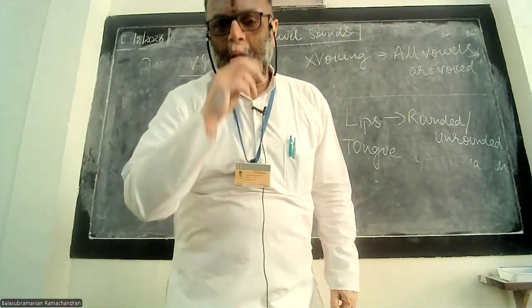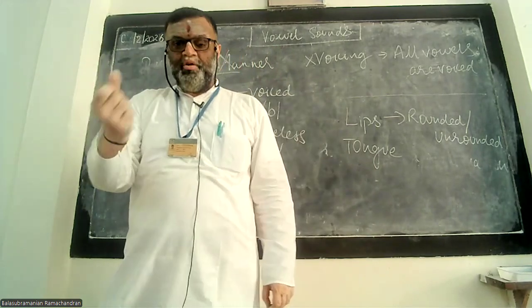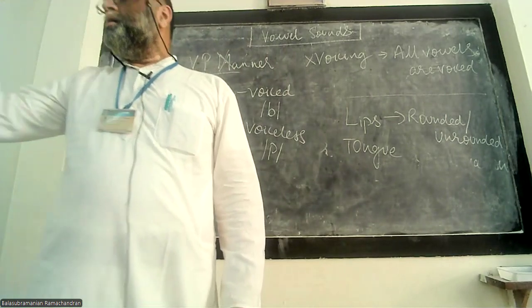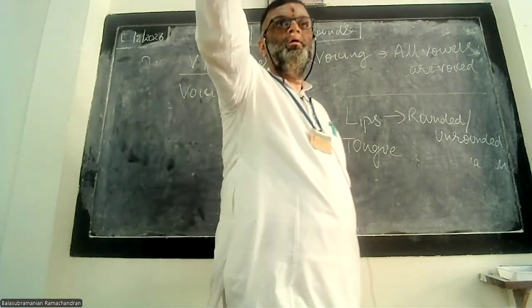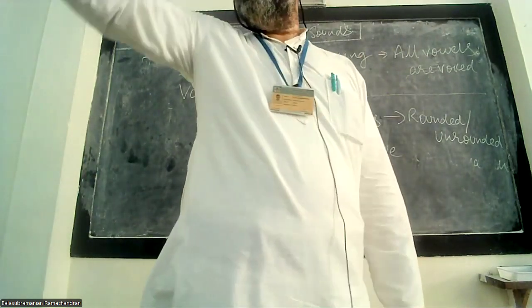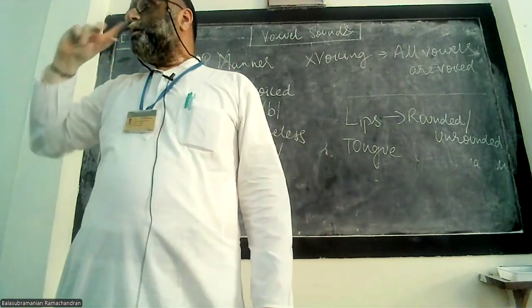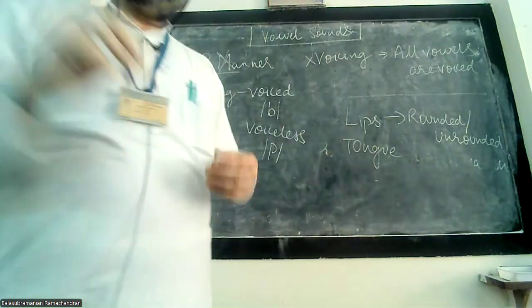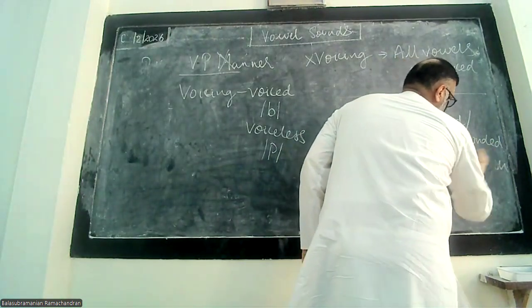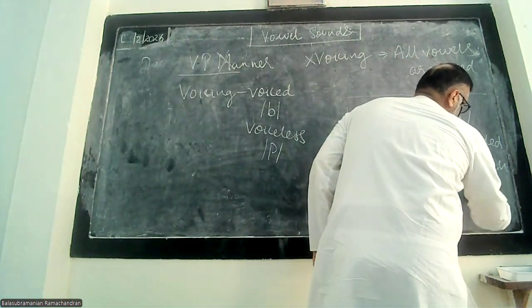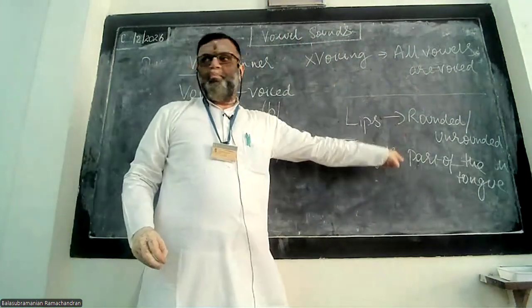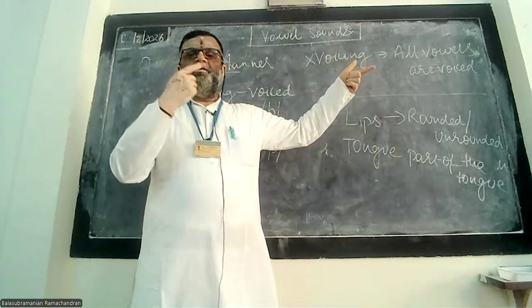So what will I use? Come on, think. For the tongue, what will I use to classify it? Very good. The part of the tongue. Whether it's front, center, or back. So we have two labels now: rounded or unrounded, and front, center, or back vowel.